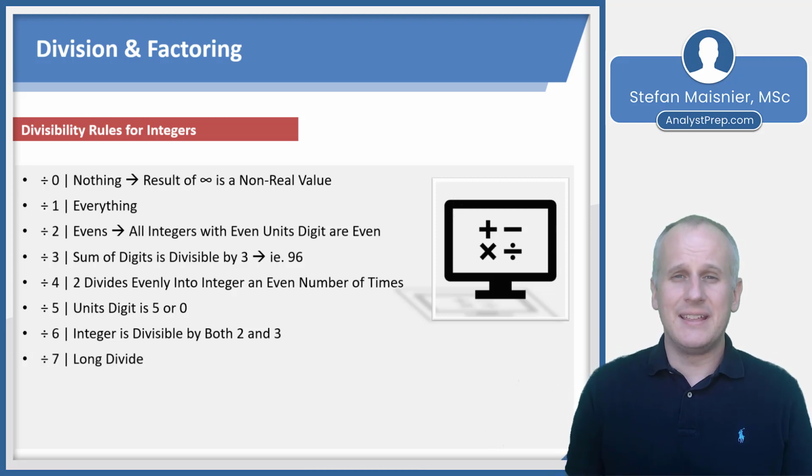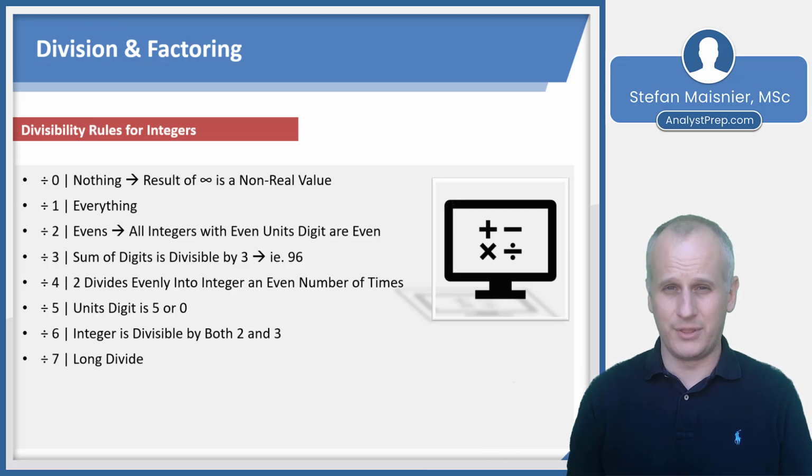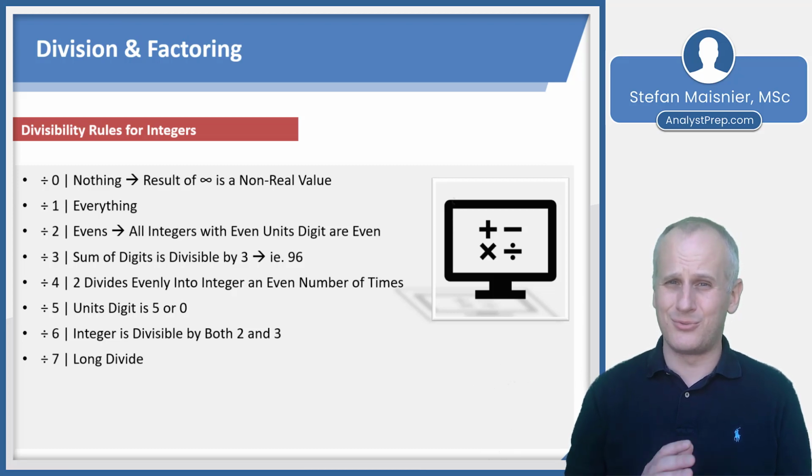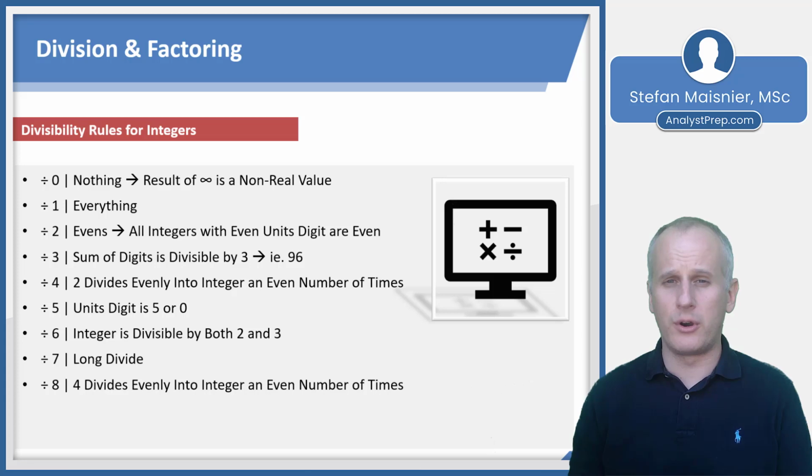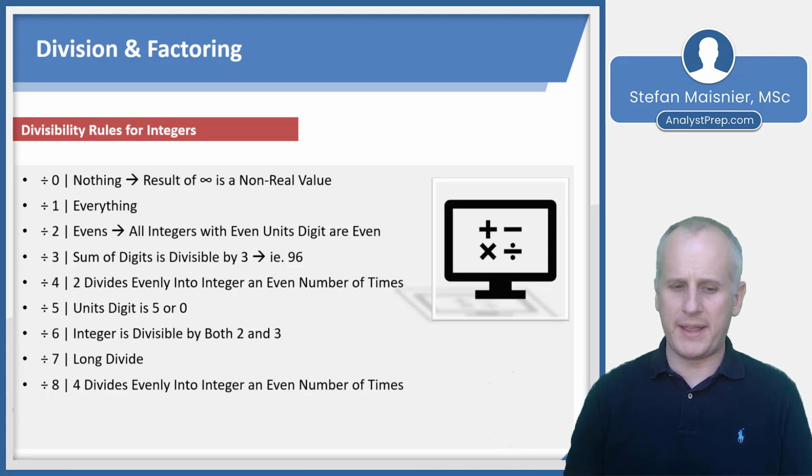For 7, you're going to have to long divide. There is a really wonky way to deal with 7 in terms of divisibility, but it's not really a shortcut. It's going to take you longer than just doing long division. We've already established long division is really just bad marketing, so long divide if you have to test the divisibility of 7 for any problem. For 8, it's the same rule as 4, just extrapolated. So if 4 divides evenly into an integer an even number of times, that integer is also divisible by 8.